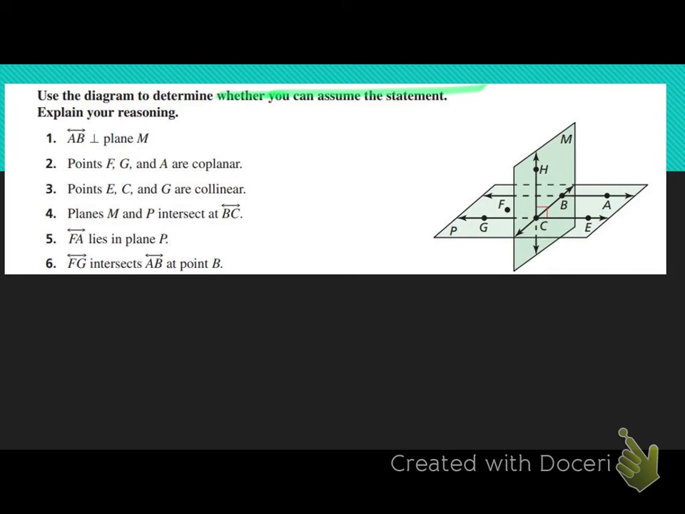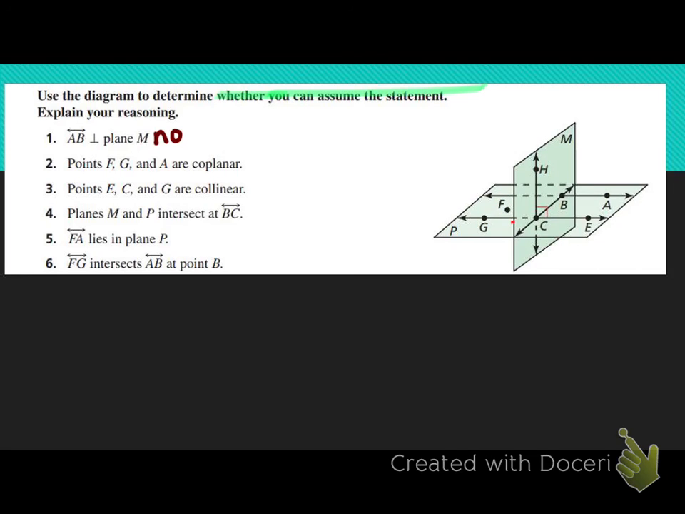Not quite. So the first one is AB, which is this line, is perpendicular with plane M. The only right angle that I see in the picture is this one. Is it touching both AB and the plane? It is not. It's touching the plane, but it's not touching AB. So this one's a no. You cannot assume. The next one says F, G, and A are coplanar. Are F, G, and A on the same plane? Yes. They're all on plane P. So that was a yes.